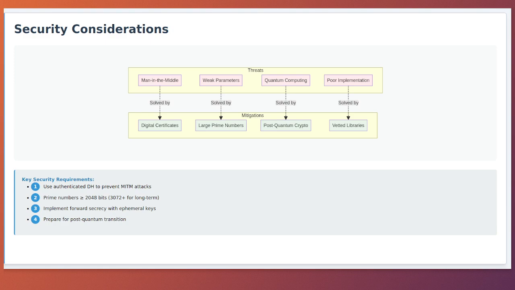The security of Diffie-Hellman depends heavily on choosing the right parameters. The prime number p needs to be large enough.